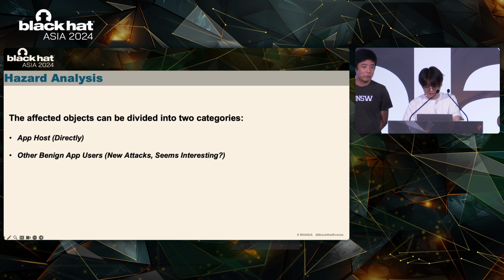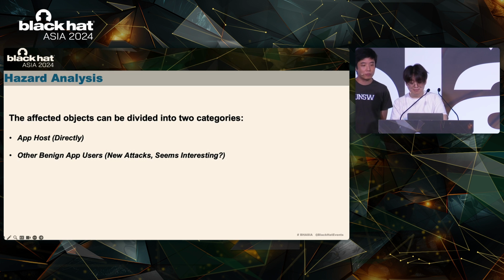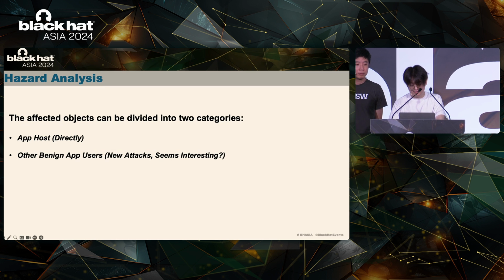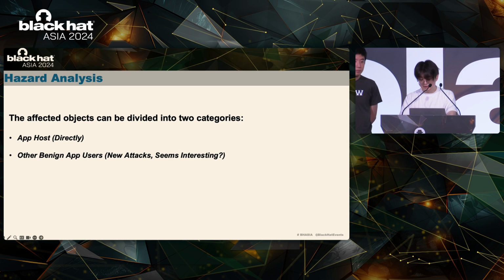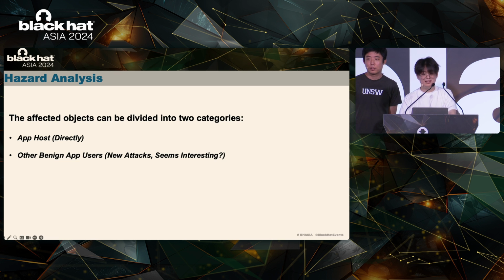After we achieve RCE, we can divide the affected objects into two categories. The first one is the app host server, which can be directly controlled. And the second one is other benign app users. This is a new attack scenario we have proposed. After achieving RCE on the app server, the attacker can silently attack other app users. Let's see how RCE can affect these two objects.